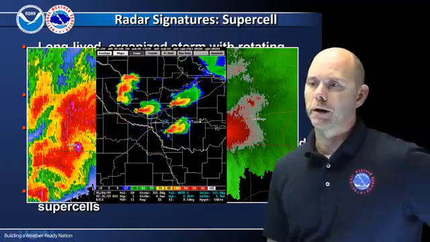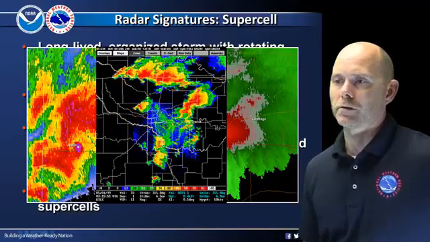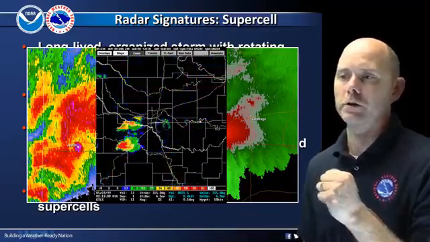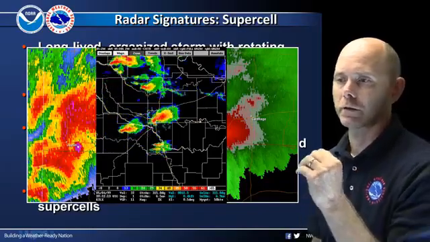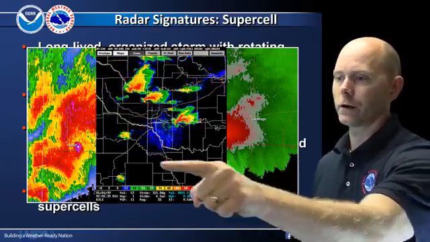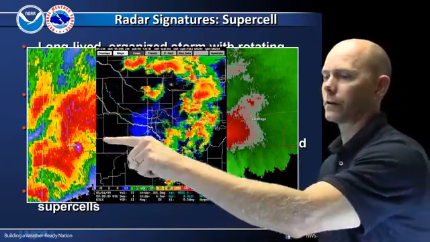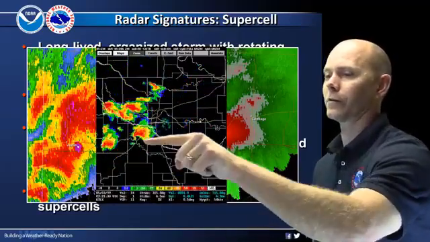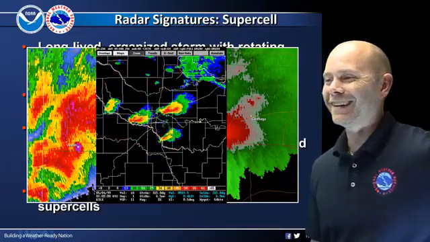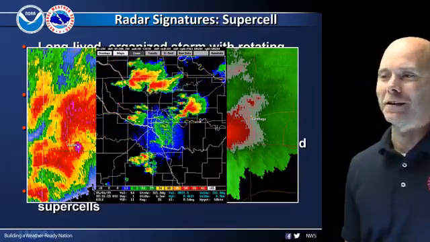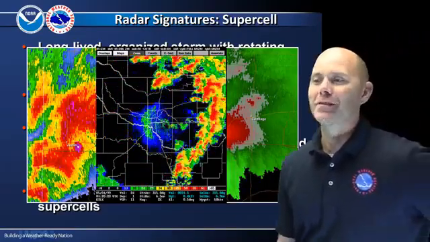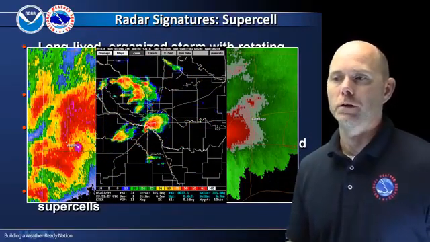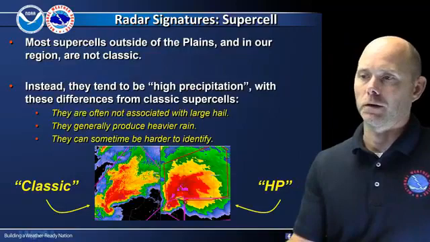I wanted to point out one aspect of supercells in here. At the beginning of the loop, as these supercells start going, you can see them start to turn to the right. They'll start off going this direction, and then all of a sudden they'll turn off to the right, more eastward. That's an interesting facet of supercells. When they get organized, generally they'll turn off to the right, deviating from the mean wind.